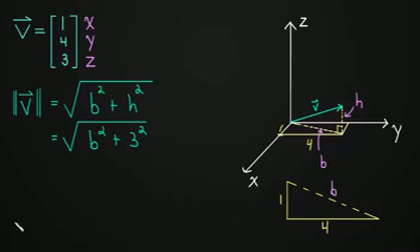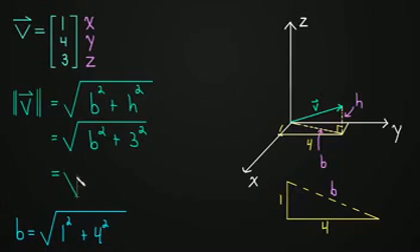And we can say that B now is equal to the square root of 1 squared plus 4 squared. That's what B is. Well, now that we have a term for B, let's go ahead and plug that in.